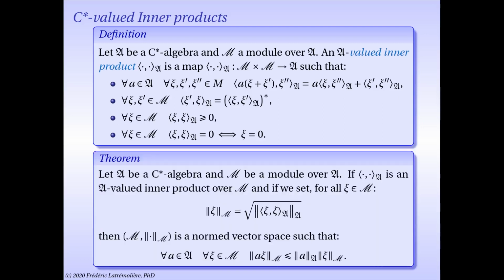Let A be a C-star algebra, and let M be a module over A endowed with some A-valued inner product. If we set, for all xi in the module M, the norm of xi as the square root of the norm of the inner product of xi with itself, then indeed we define a norm on the module M, and moreover, the norm of a times xi is less than the norm of a times the norm of xi for all a in our C-star algebra and for all xi in our module. In particular, the left multiplication by elements of the C-star algebra is continuous.